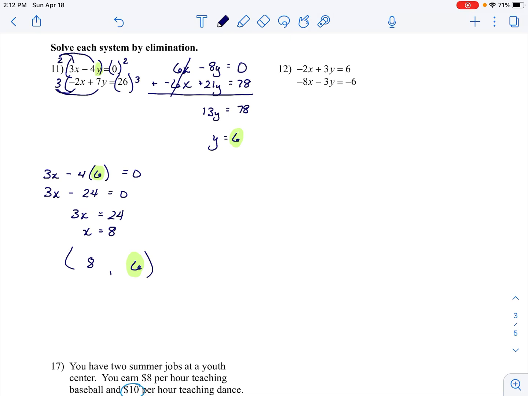And remember how I mentioned at the very beginning you can eliminate the x or the y? If you were somebody who eliminated the y first, then you would have found this 8 first. You would have plugged your 8 back in, and then you would have found the 6. But you get the same answer.